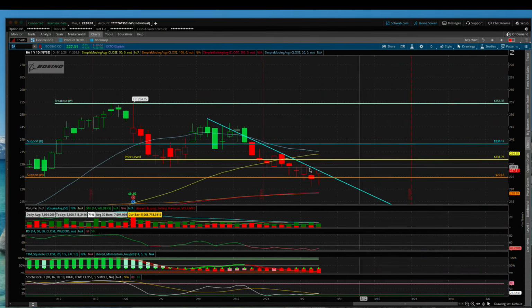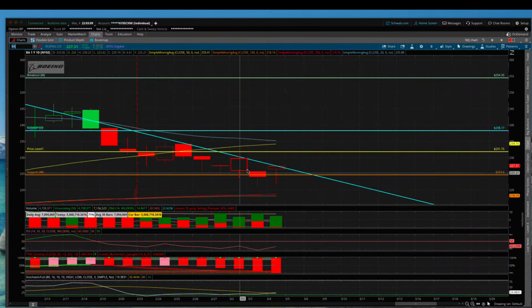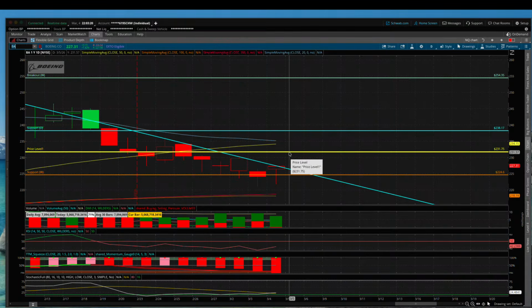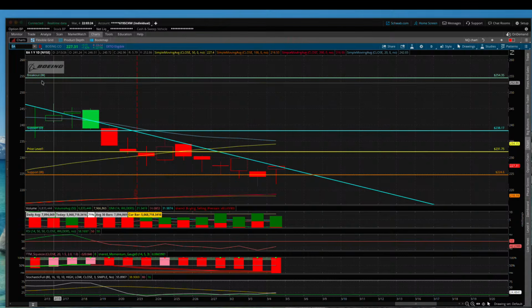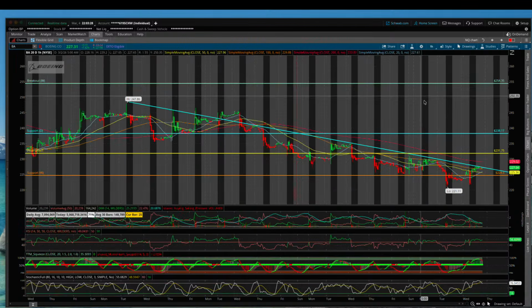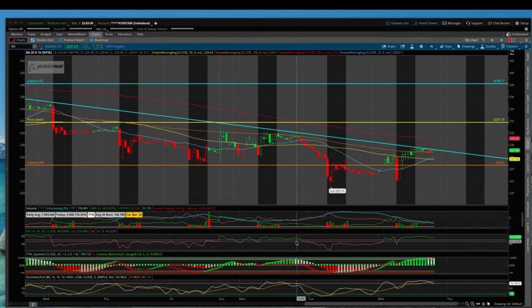BA looks amazing. Okay, I said 224.60 is a big buy zone. We held it here, we held it here, we held it here, and we're going to break the downtrend tomorrow. Once we break the downtrend, we go to 231 and 234, and then we start our uptrend. It looks beautiful.